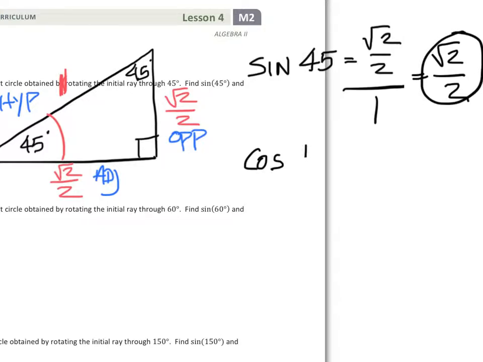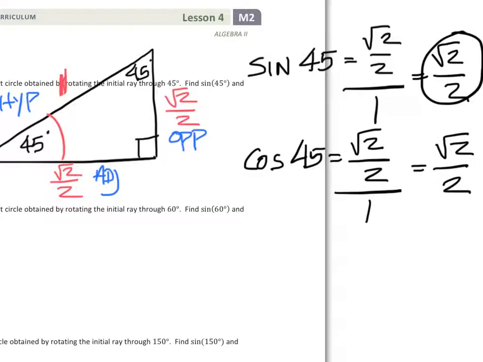And then for cosine 45 you need the adjacent, which is square root of 2 over 2, over the hypotenuse 1. So it's square root of 2 over 2. Notice that sine 45 and cosine 45 are the same there in the first quadrant. If you did sine 45 on your calculator, you would get 0.707, and if you did cosine 45, you would get 0.707. They are the exact same.